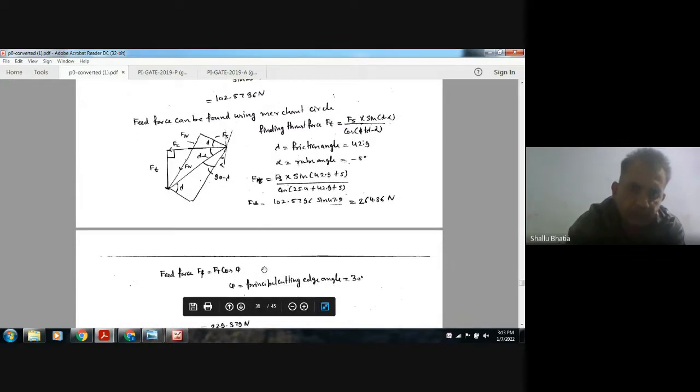We will first calculate the thrust force by using the Merchant circle. This is the resultant, this is the shear force, this is the normal force, this is the cutting force, this is the thrust force, this is the friction force, and this is the normal force.